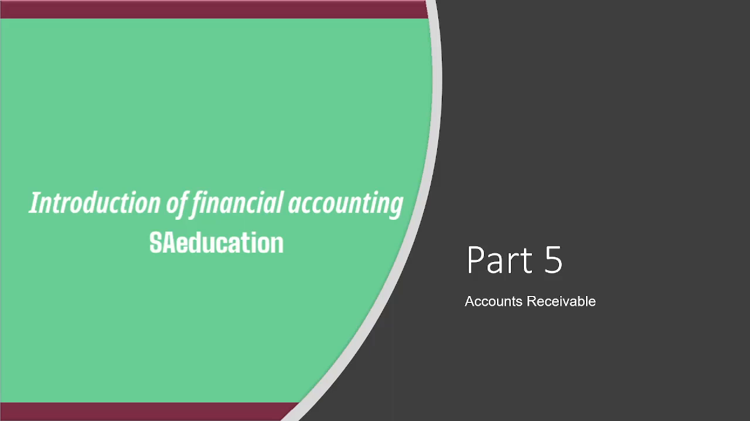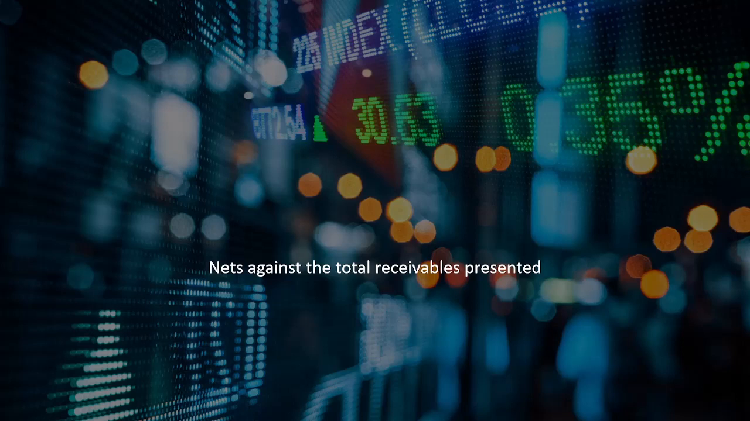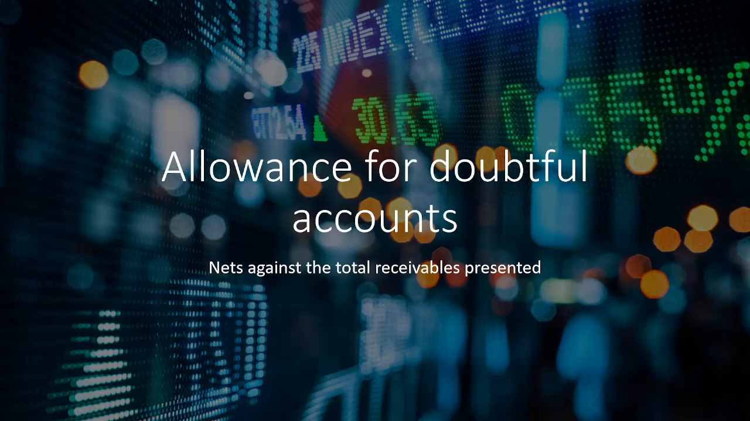So today we're going to talk about accounts receivable, which is money owed to a company for goods or services delivered but not yet paid for by the customers. That's pretty self-explanatory. And we have to look at the allowance for doubtful accounts. It subtracts from the total receivables on the balance sheet to show the amount expected to be paid. The allowance for doubtful accounts is a calculation that estimates the percentage of accounts receivable that will be uncollected.